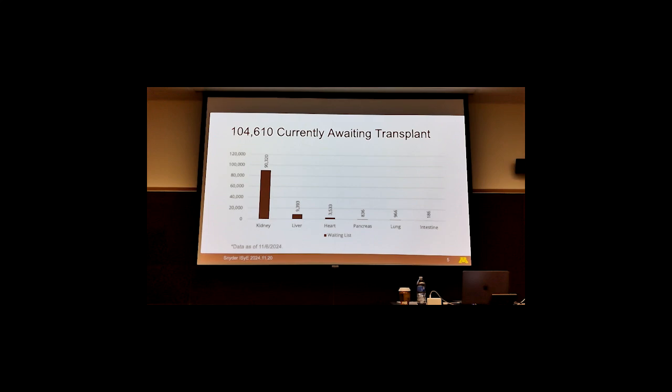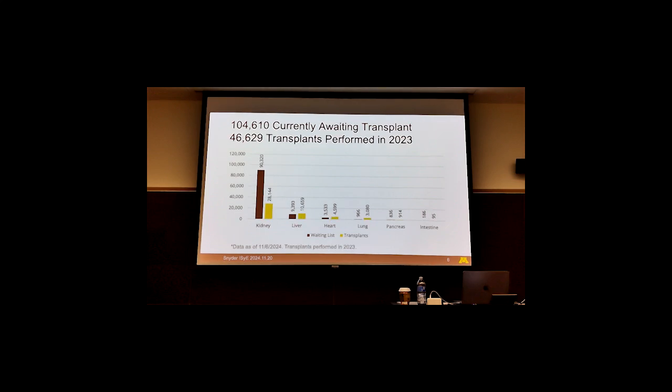So let's compare that to how many transplants are done. Now the yellow bars are how many transplants were done last year. The maroon bars are how many people were on the list 2 weeks ago. The yellow is how many of these were done. So you can immediately see the gap, right? So for kidney, 28,144 were done in 2023, and now we've got almost 100,000 people waiting. So you can see the gap.